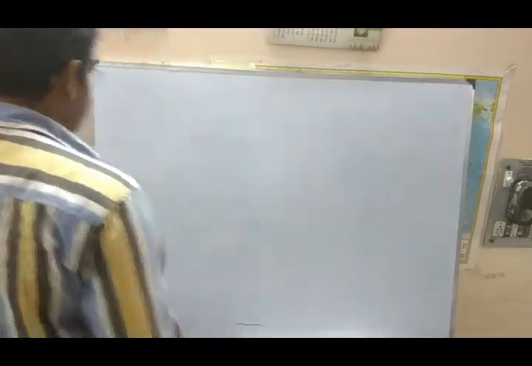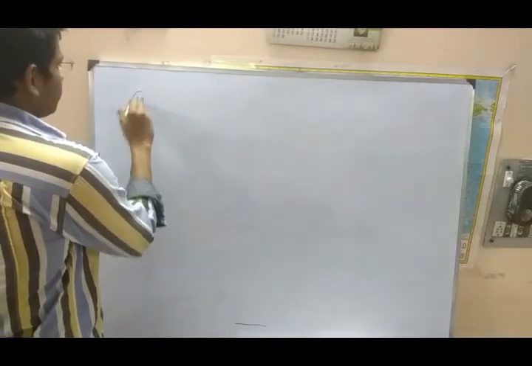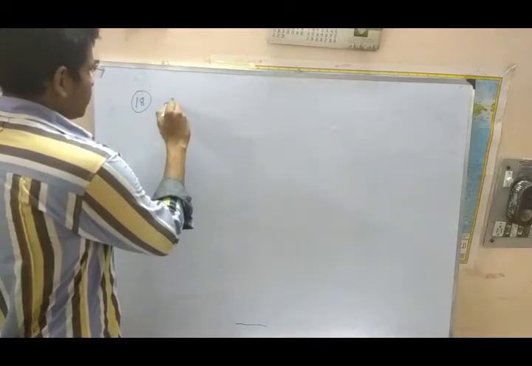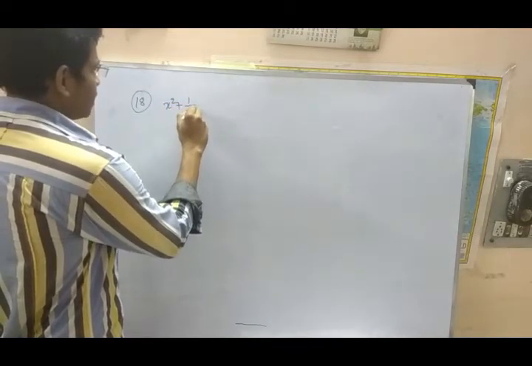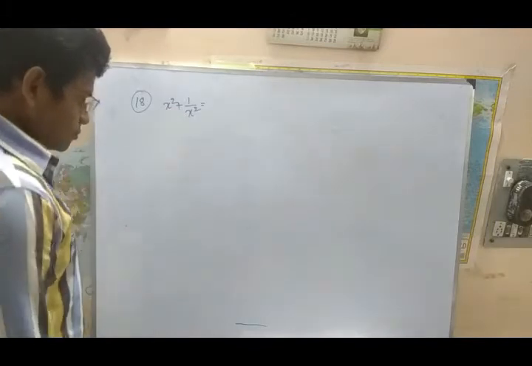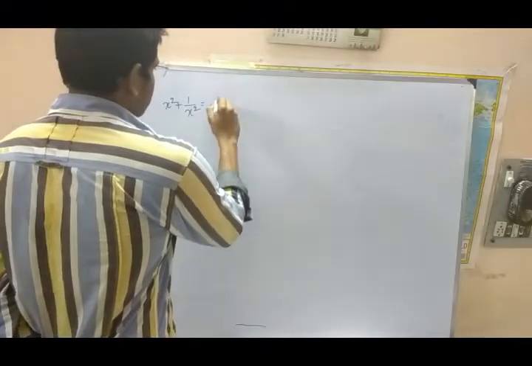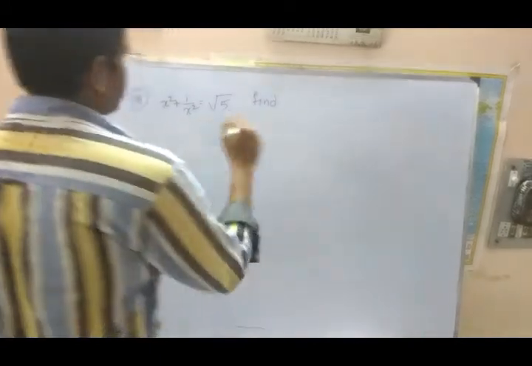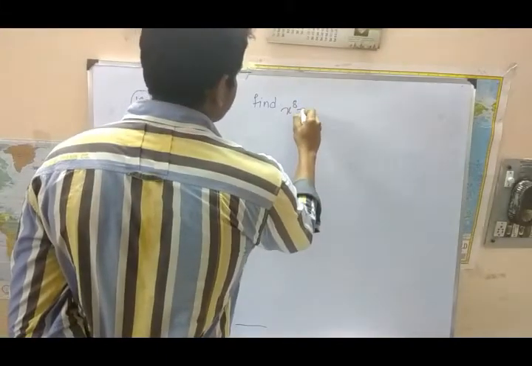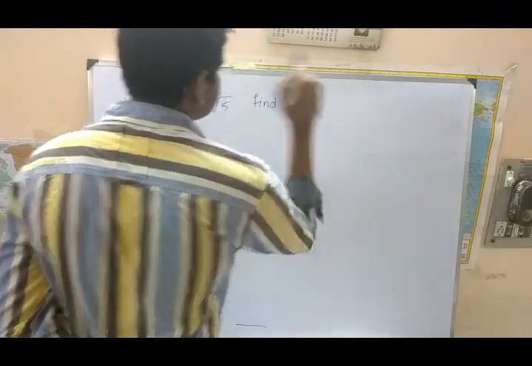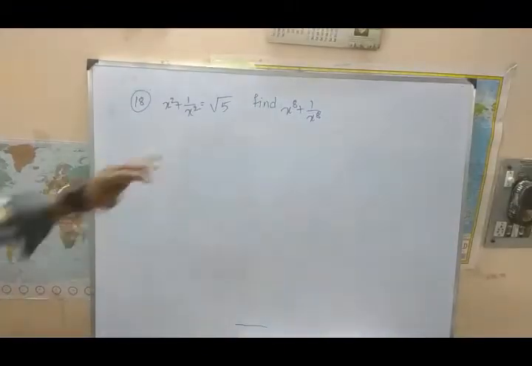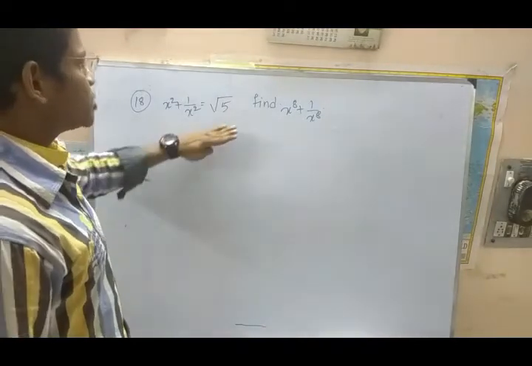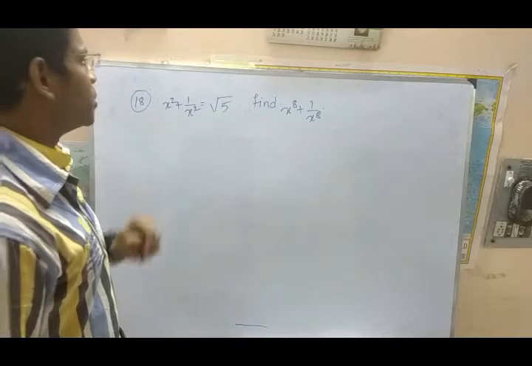Okay, next, the 18th question. What we have? We have x square plus 1 by x square equal to root 5, and they have asked us to find x power 8 plus 1 by x power 8. The same method, just we have root 5 here. So I recommend you to solve this question before playing the video.